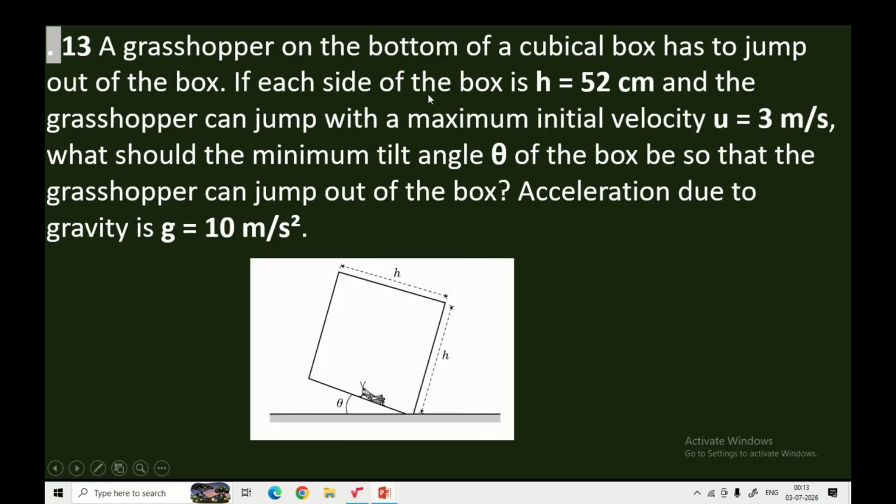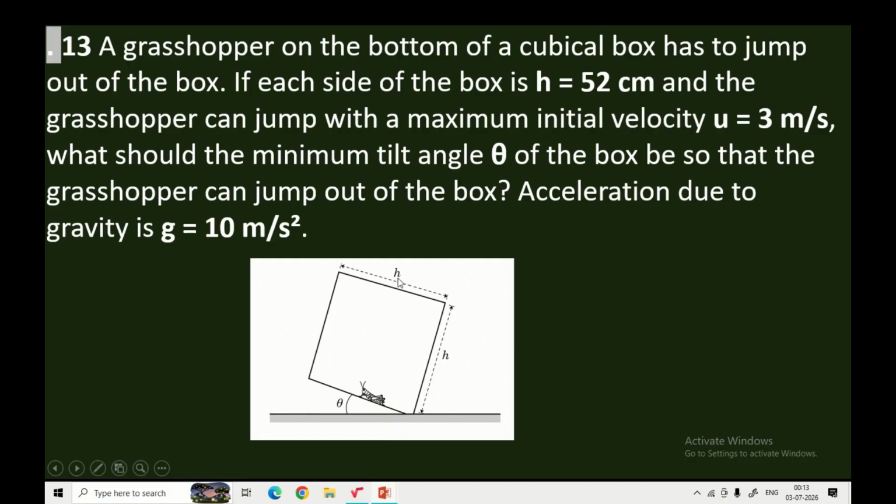A grasshopper on the bottom of a cubical box has to jump out of the box. If each side of the box is h, which is given as 52 centimeter, and the grasshopper can jump with a maximum initial velocity u, that is 3 meter per second, what should be the minimum tilt angle theta of the box so that the grasshopper can jump out of the box, and acceleration is given as 10 meter per second square. So there is a grasshopper inside a box.